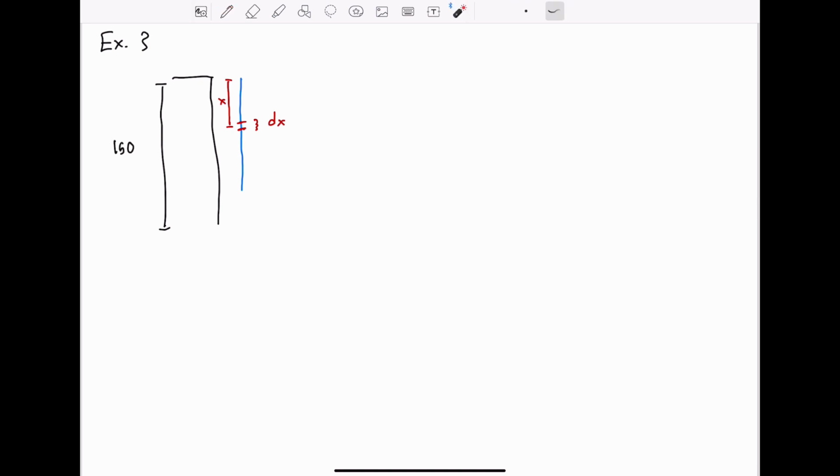So we're taking this small slice of chain and we're imagining just taking this slice and moving that to the top of the building. How much work is performed only on this slice of chain? If we can find an expression for the amount of work performed on a slice, we can integrate to find the total amount of work. So how much work here is performed on a single slice?